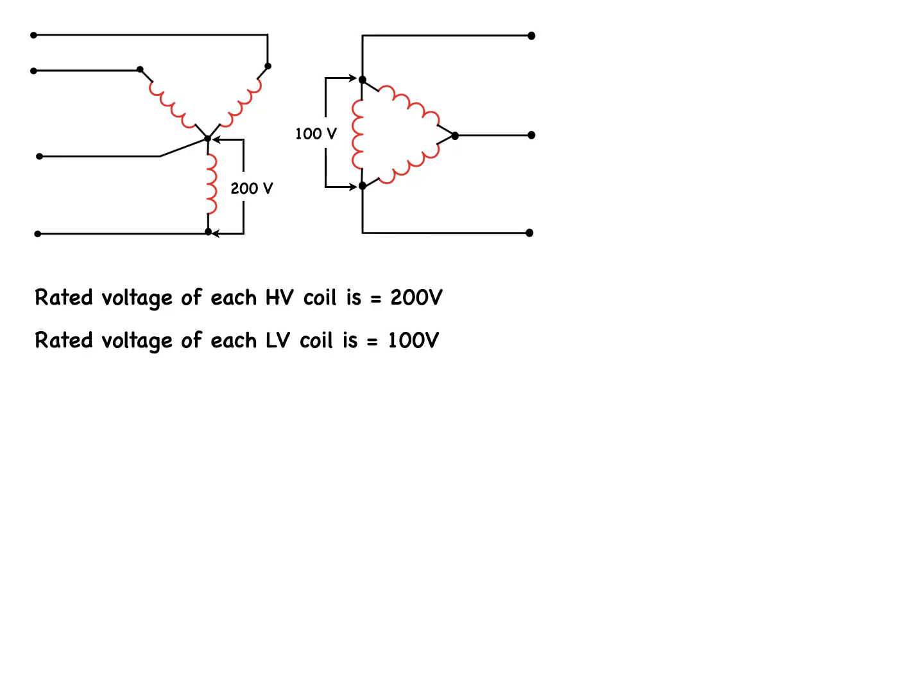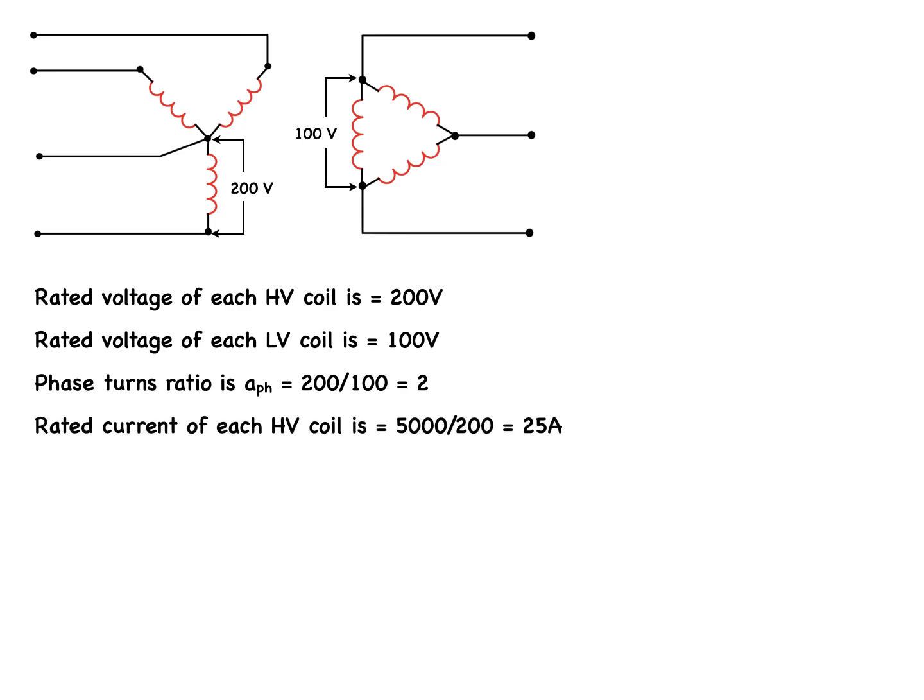The winding turns ratio, we will call it a_PH for a single-phase transformer, is equal to 200 divided by 100, or 2. The rated current of each high voltage coil is 5 kVA divided by 200, which equals 25 amps. The rated current for each low voltage coil is 5 kVA divided by 100, which equals 50 amps.